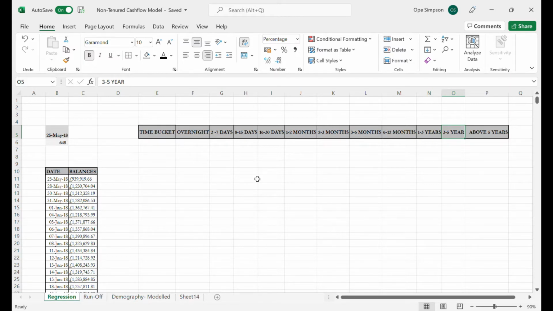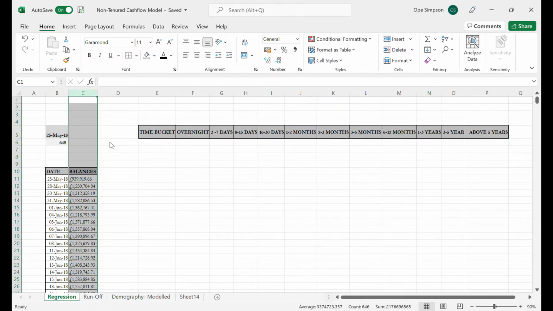Basically, once we get the core portion, we allocate it into the above 5 years time bucket, then figure out how we are going to allocate the non-core portion into the other time buckets. The reason we allocate the core portion to the above 5 years is that this is a stable portion of funds that we do not expect to move anytime soon, except say maybe if there's a run on the bank, which is not a normal everyday event.